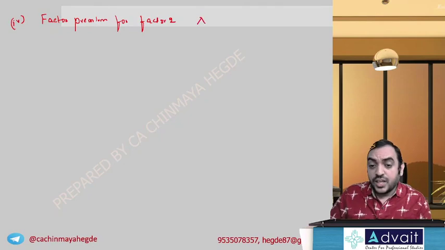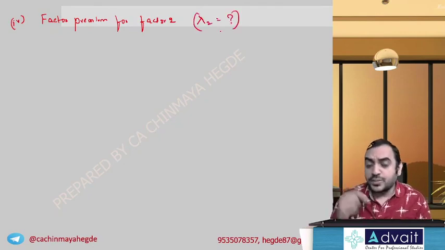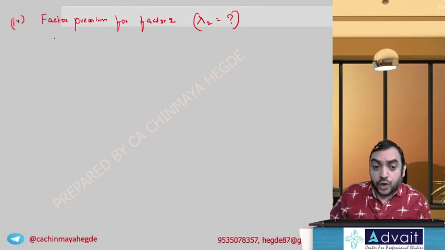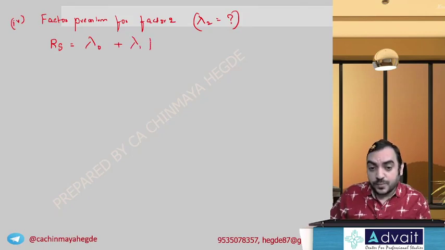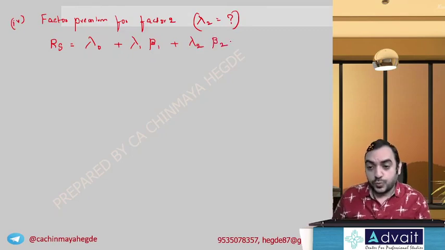So basically we have to calculate lambda 2, because lambda 2 means the factor 2 premium. So we will use security A and security B. What is the formula under APT? The return of a security is given by lambda 0, the risk-free rate, plus lambda 1 for factor 1 times beta 1 for factor 1, plus lambda 2 for factor 2 times beta 2 for factor 2. Let's use this formula for security A and security B and try to simplify.